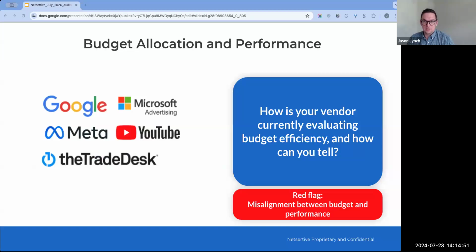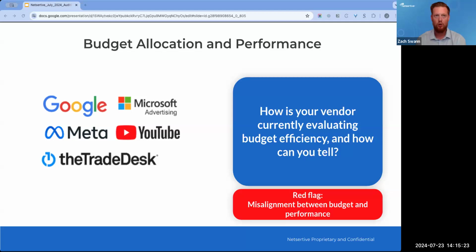When we look at budget allocation and performance, what about this question, Zach, of how is your vendor evaluating budget efficiency and how you can tell? Yeah, and I'm glad that we asked the other question first because I think this goes right into that. The very first thing is, all right, we understand our KPIs and our performance metrics and what's important. Now, is your budget allocated based on what is driving that performance?